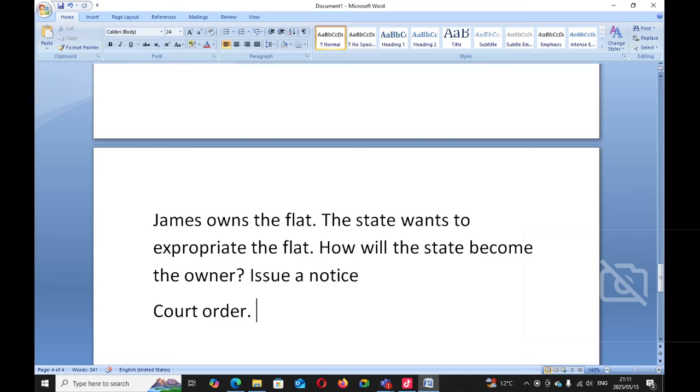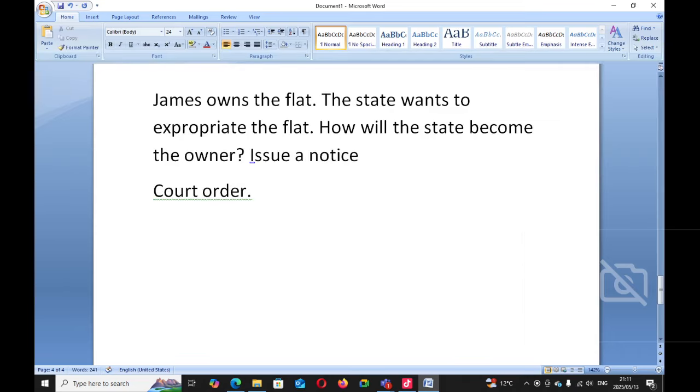The state will not become the owner through compensation. Compensation is just a procedure that should be followed. The state will become the owner through the issuing of a notice during the expropriation. It's the same as a court order. They issue a notice, then they've expropriated the property. That's all.